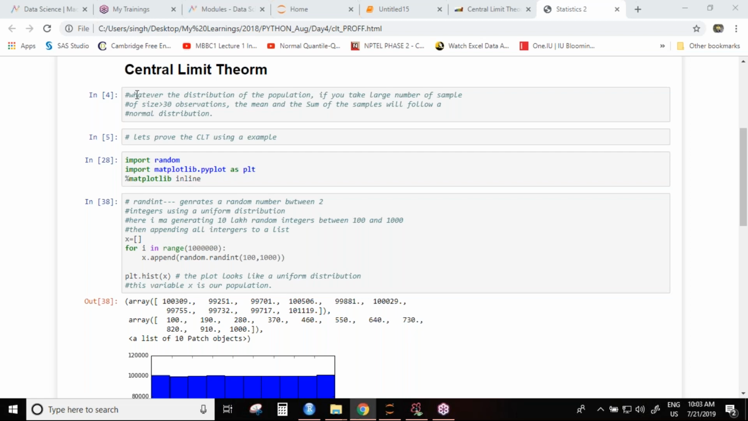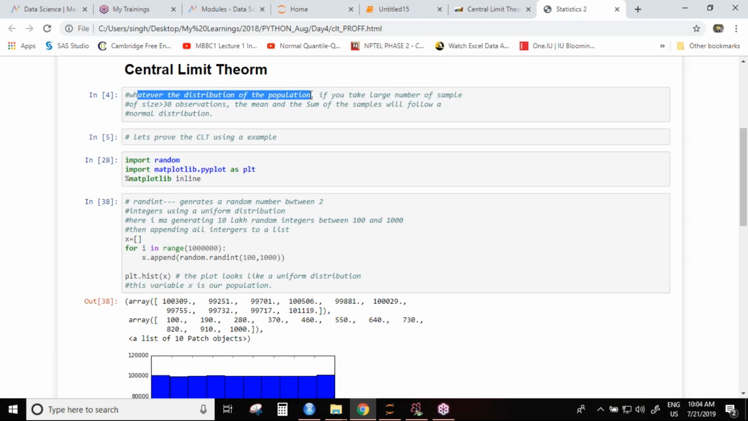The theorem tells you that whatever the distribution of the population, and population here is nothing but the data, be it normally distributed or any kind of distribution, if you take a large number of samples from the data, of size greater than 30 observations, the mean and the sum of the samples will follow a normal distribution. For example, your data might be getting 10 heads when you roll a dice 50 times, or the probability of getting 6 heads in 20 rolls.